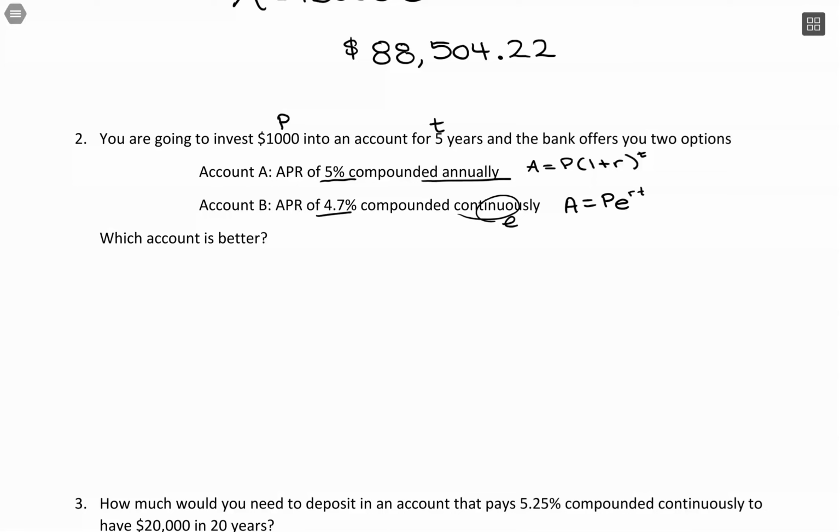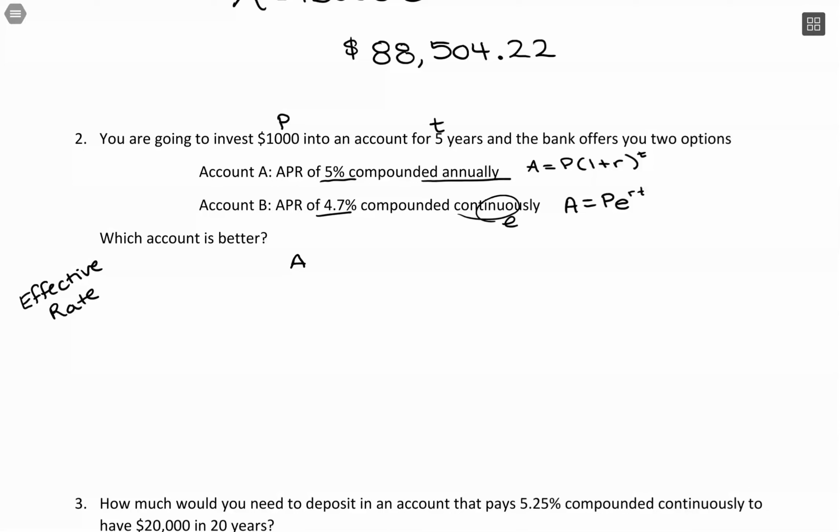A equals P times e to the rt with this rate of 4.7%. So again, this idea of compounding continuously is generally better because the more it compounds, the more money you're making, but they're giving you a lower percentage rate, so it's hard to tell. So there's 2 ways we can do this. We could do this with effective rate. Effective rate's great for comparing accounts to each other.